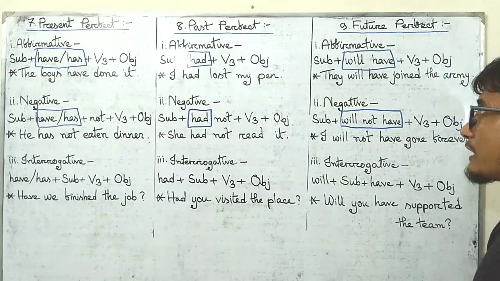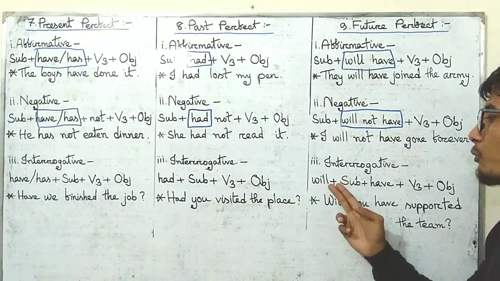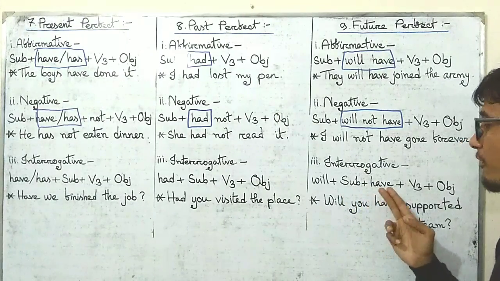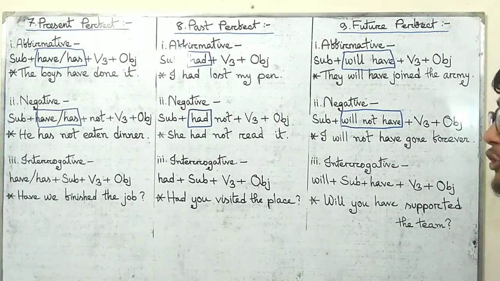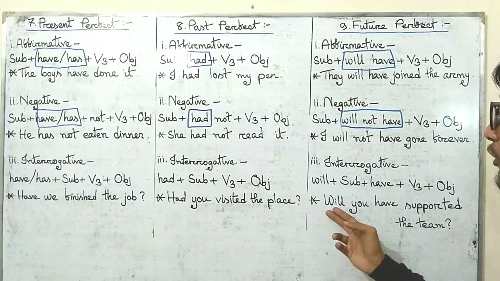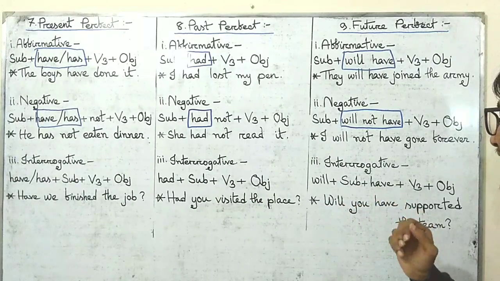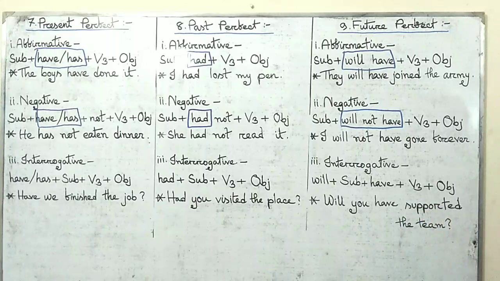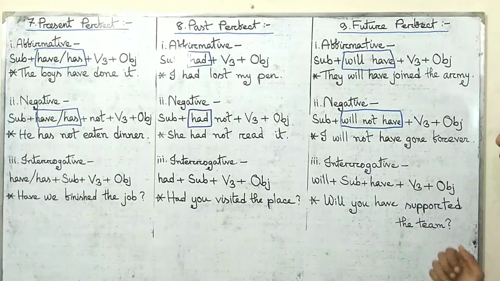And finally, the interrogative sentence of future perfect, we begin with will. After will, we put the subject, and then have, and then V3, and finally the object. So let me show you the example. First of all, will, then subject you. Will you, then have. Will you have, V3 supported. Will you have supported, object, the team. Will you have supported the team?